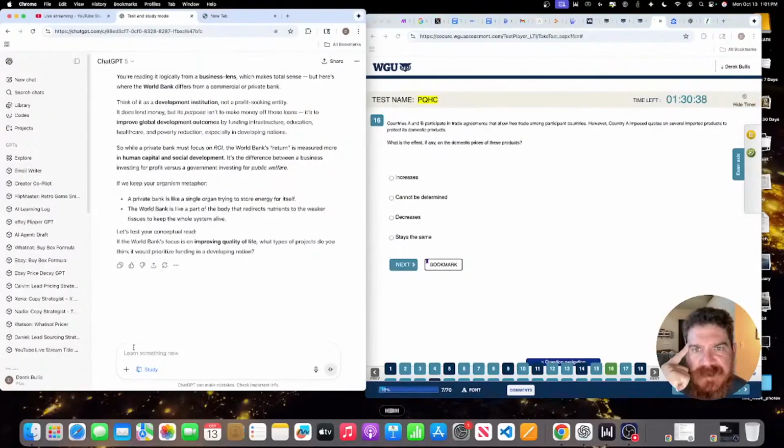Question 16. Country A and B participate in trade agreements that allow free trade among participant countries. However, country A imposed quotas on several import products to protect its domestic products. What is the effect, if any, of the domestic prices of these products? A, increases, B, can't be determined, C, decreases, or D, stays the same. Okay, so country A imposed a quota on country B, like I said, to protect its domestic products. So to work through the math problem on that one.